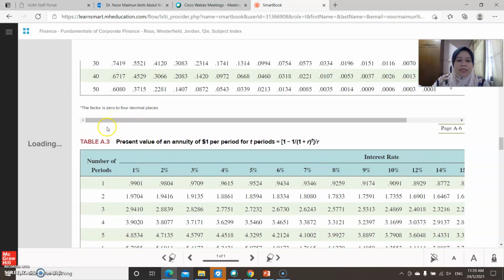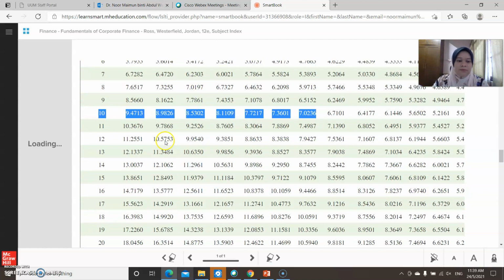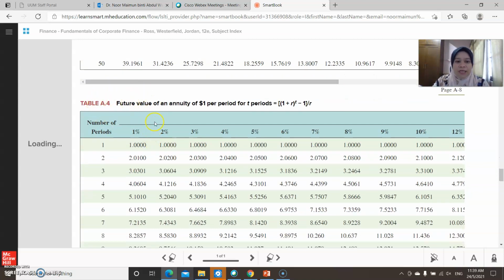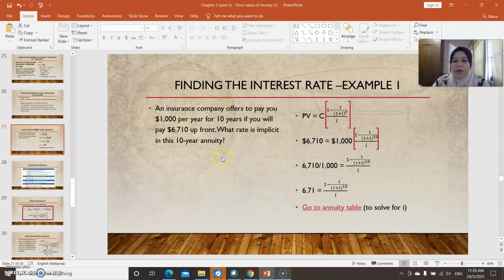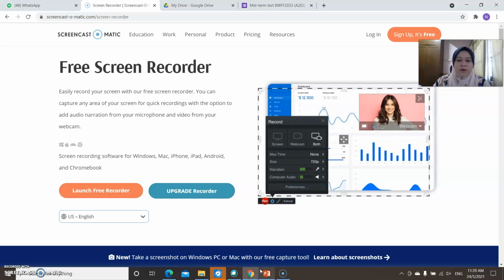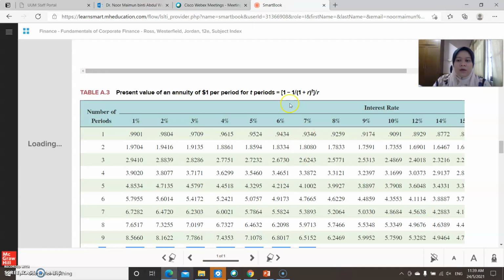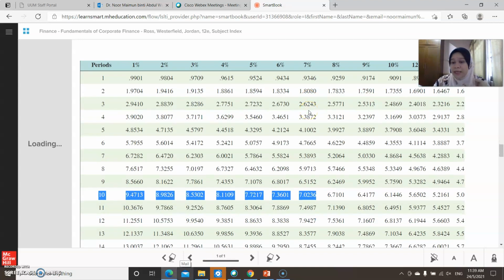Table 8.3 is for present value of annuity. Table 8.4 is future value of annuity. So you refer to present value of annuity, because currently we are using the present value of annuity. Okay, so we will use this table, table 8.3.